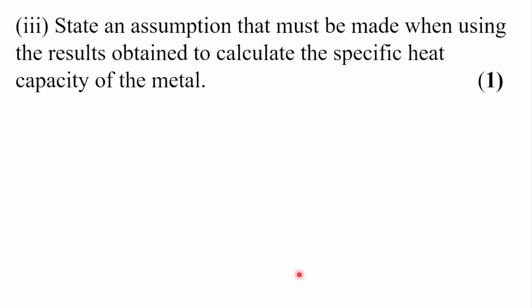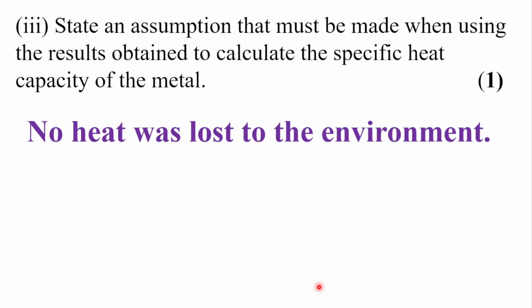All right, so the next part of the question is: state an assumption that must be made when using the results obtained to calculate the specific heat capacity of the metal. This is a 1 mark question. The assumption that must be made, even though the apparatus has an insulated case, is that no heat was lost to the environment. That means all the heat supplied by the heater actually goes into the aluminum block.